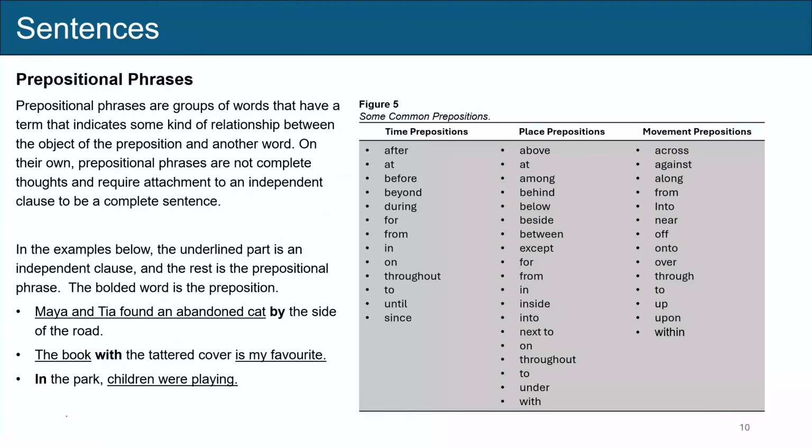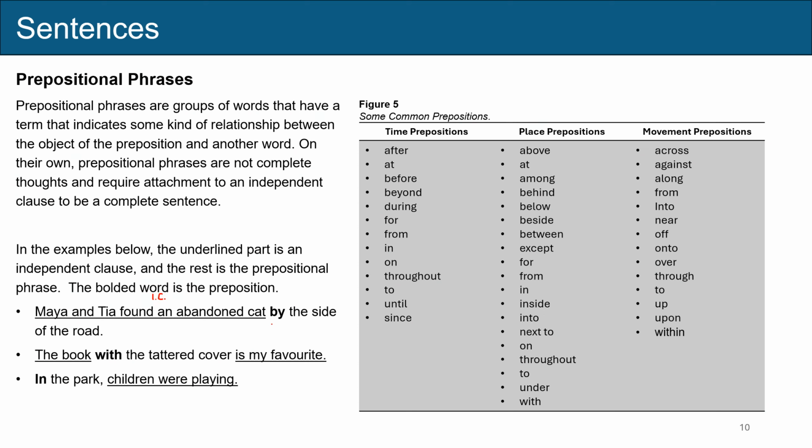We also have another type of word and phrase called prepositional phrases. Prepositional phrases are often going to be dependent clauses, meaning that when you see a prepositional word, and we've got a list of some of them here, they are going to rely on a full sentence. So in this example, Maya and Tia found an abandoned cat. That part here that's underlined could be a sentence by itself. This is your independent clause.